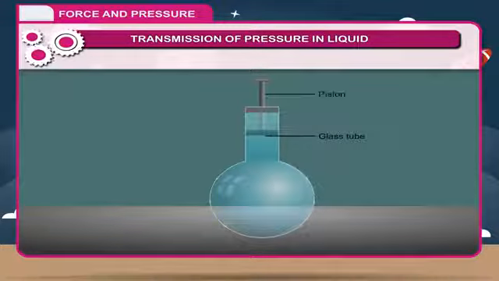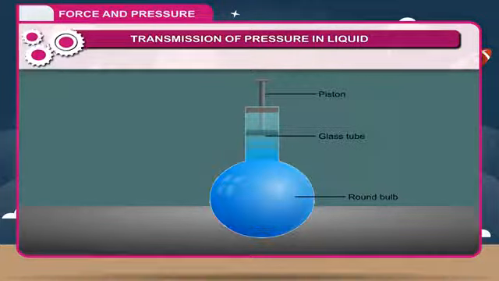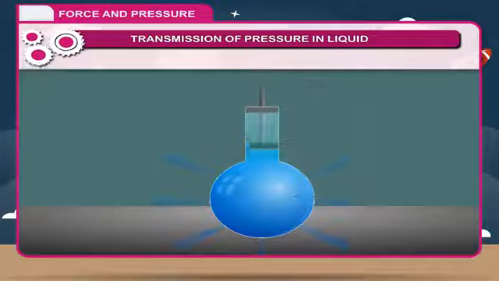Activity. Take a long glass tube having a small piston at one end and a round bulb at the other. The round bulb has some holes in it in different directions. Fill the apparatus with water and press the piston. You will observe that water comes out of all the holes with equal pressure.